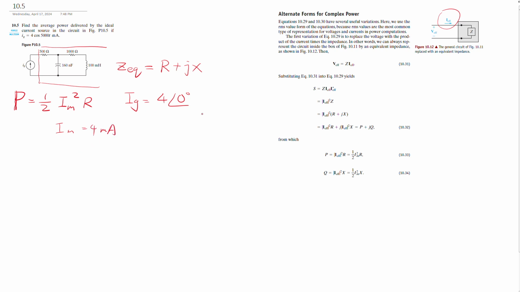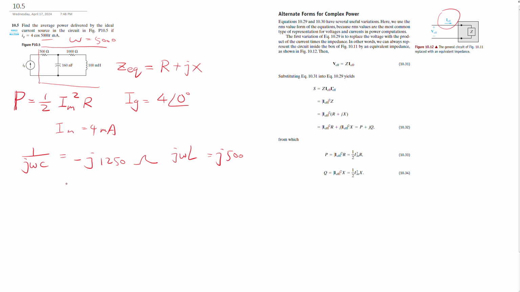The next part is to calculate the Z equivalent. We first bring everything into the phasor domain. The capacitor becomes 1/(jωC), where ω here is 5,000. If you do the math, you will get negative j1250 ohm, and for the inductor, jωL, you will get j500.